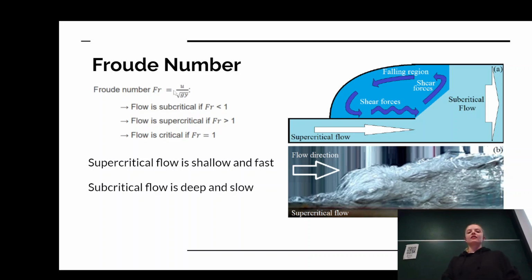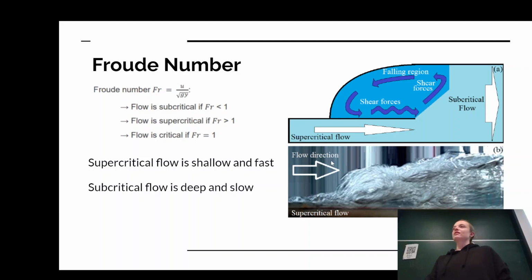So Fr equals u over the square root of g times y. Remembering u is the same as velocity. And then we still have that same y, which is the depth of water in the channel. And then we've got these three conditions based upon what value our Froude number takes. So flow is subcritical if the Froude number is less than 1. Flow is supercritical if the Froude number is greater than 1, and flow is critical if it's equal to 1.